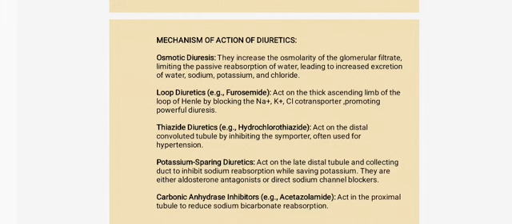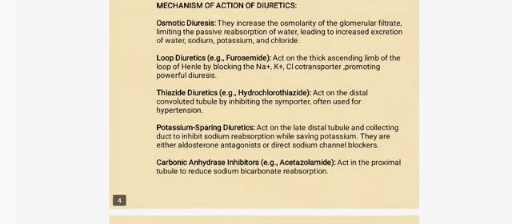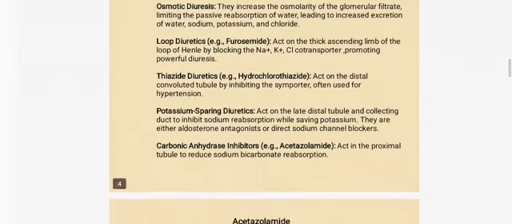And next is loop diuretics. An example of the drug is furosemide. They act on the thick ascending limb of the loop of Henle by blocking the sodium, potassium, chloride co-transporter and promoting powerful diuresis. The third is thiazide diuretics. The example of the drug is hydrochlorothiazide. They act on the distal convoluted tubule by inhibiting the symporter and are often used for hypertension.